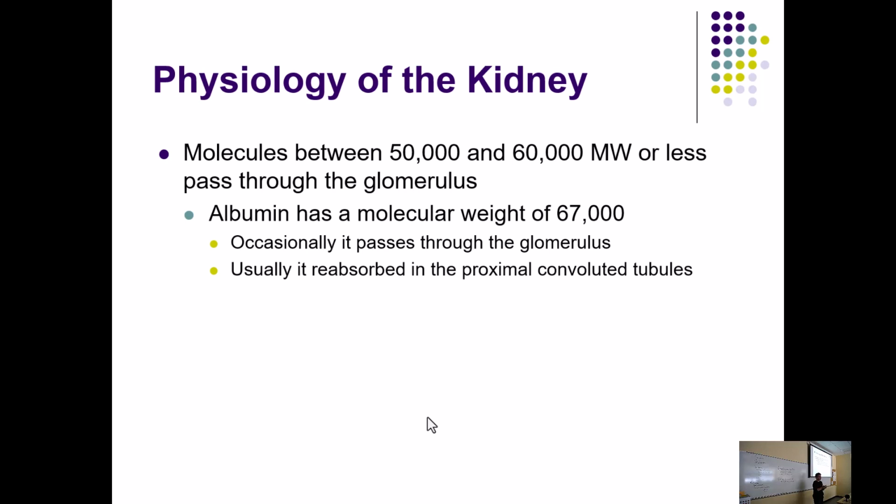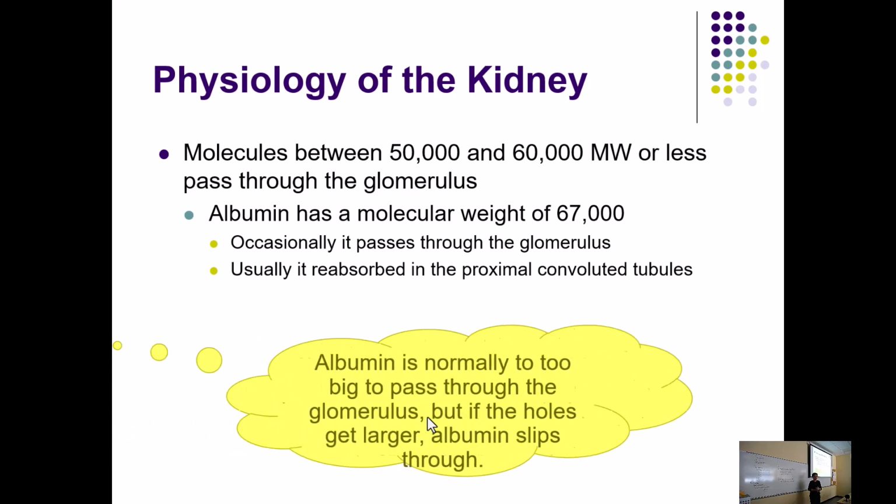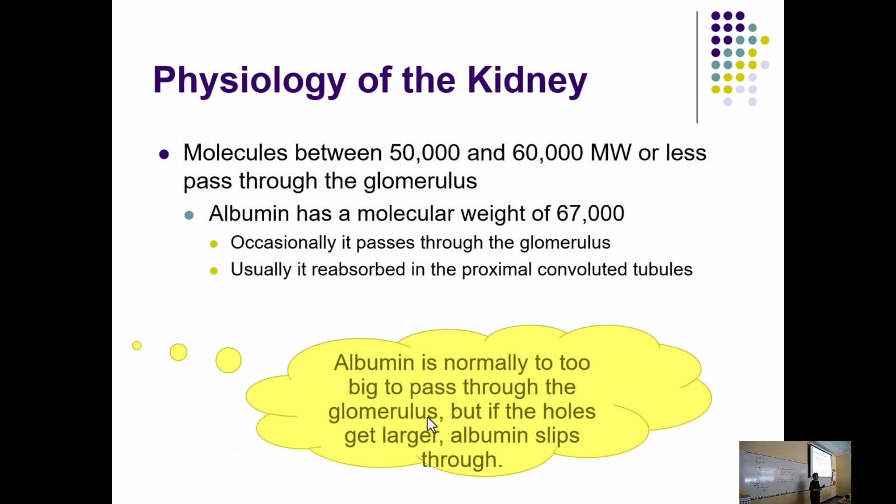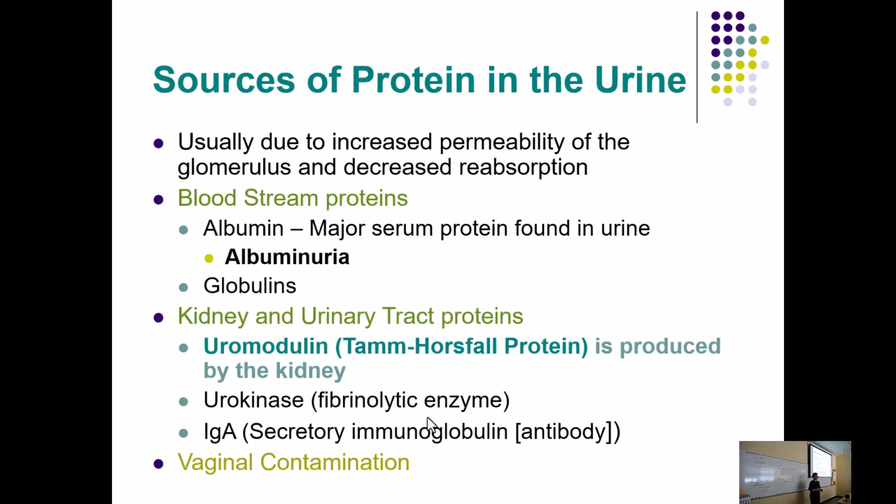Anything that does go through, usually the body's going to say, excuse me, you need that back, and it's going to reabsorb it as it's going through that proximal convoluted tubule. So most of the time, a little bit that does sneak through, the body's going to reabsorb, so we're never going to see it. We're not going to see it on a urine dipstick. Usually it's too big to pass through, not going to be an issue.